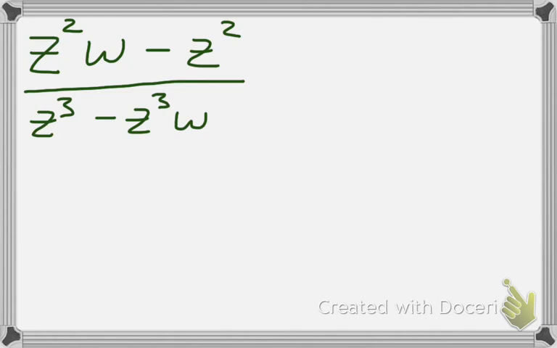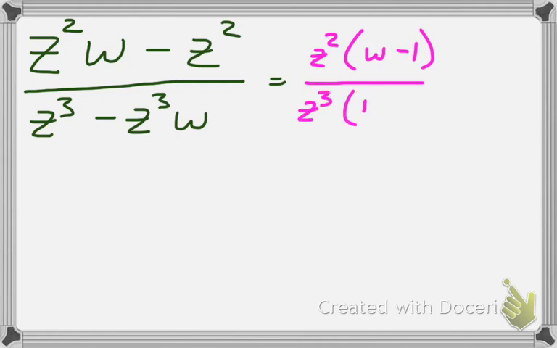So, can you see it okay? Did I write it big enough? So we need to factor the top and the bottom. On top, looks like I can take a z squared out of both terms. So on top, I'm going to take out a z squared. On the bottom, looks like I can take a z cubed out of both terms. So I'm going to take out a z cubed.